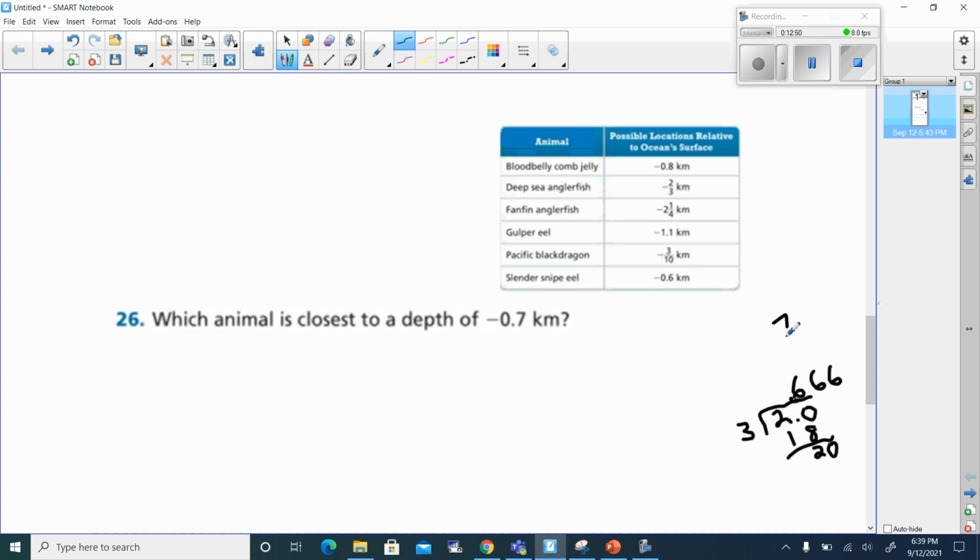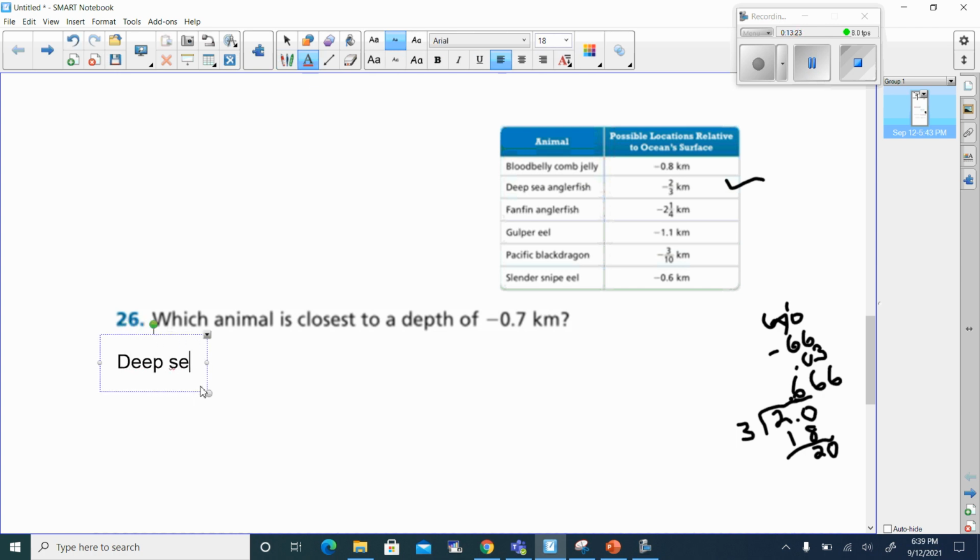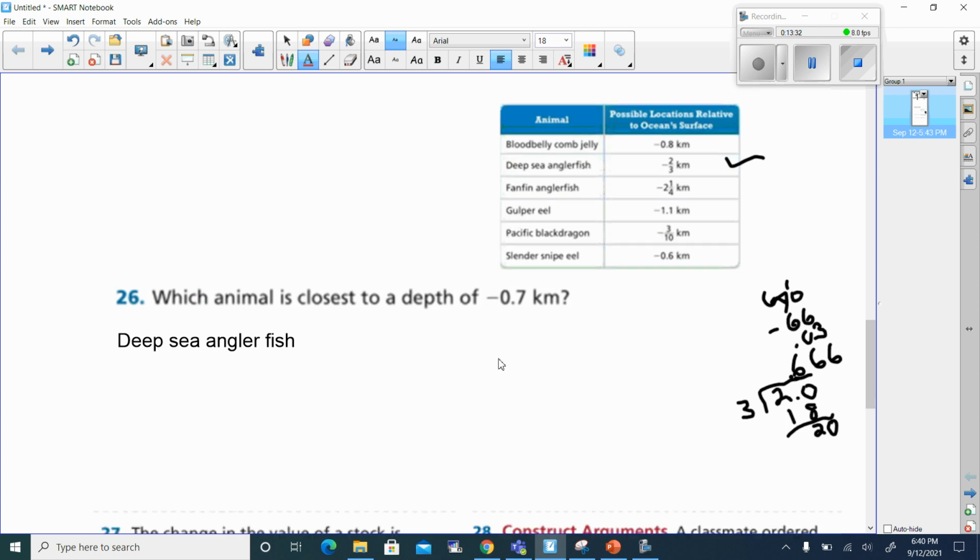look right here, 7 minus 6, right? 6 repeating. If I did this one even at 6, 6, I'm going to have to borrow 1, and then that would only be 0.04 away. So actually 0.03. So actually, the deep sea anglerfish is the closest thing because it's only 0.03 away. So I'm going to have to go with the deep sea anglerfish. All right. I'm glad I went and checked the rest of them out.